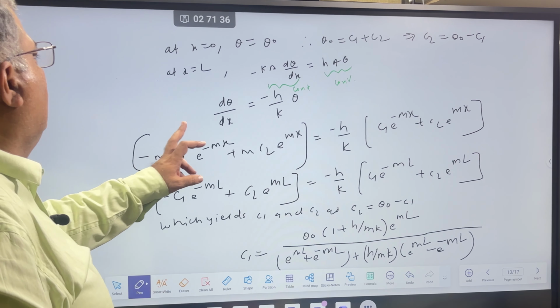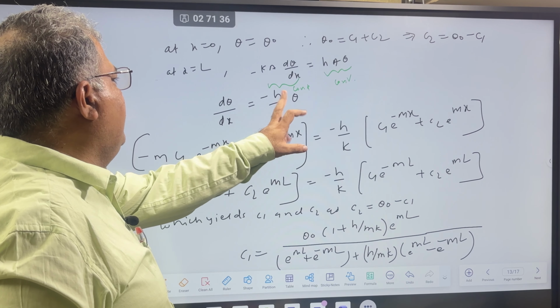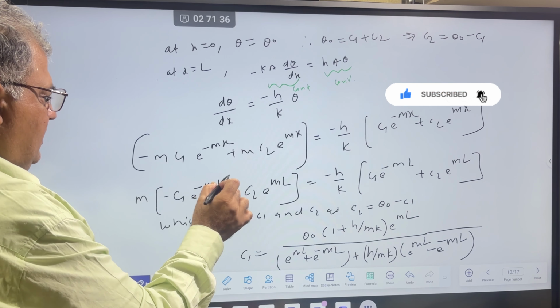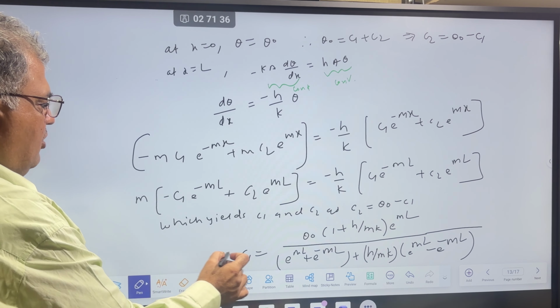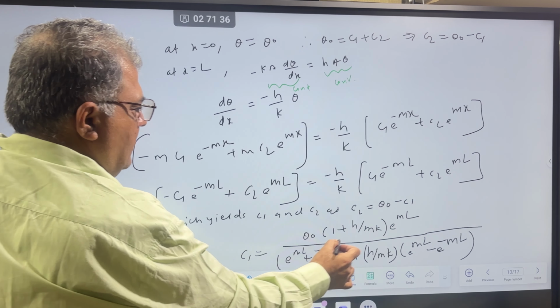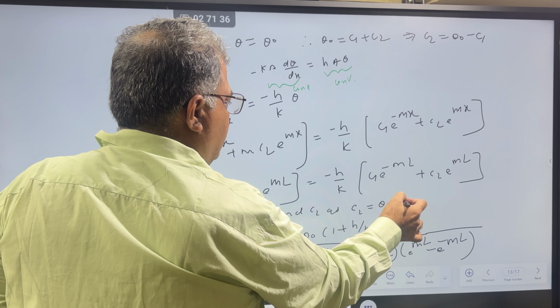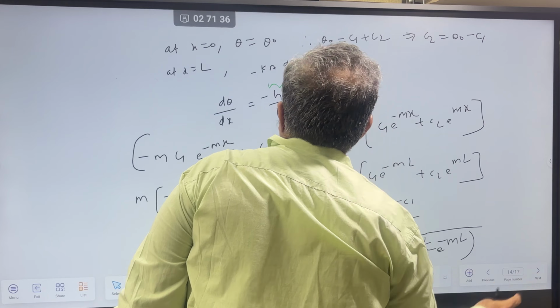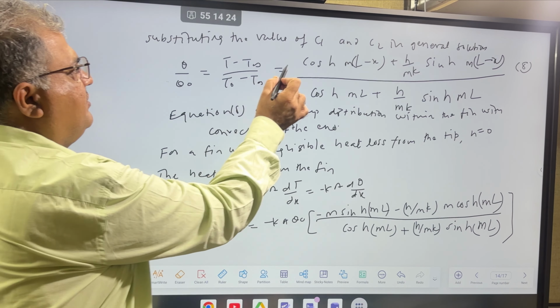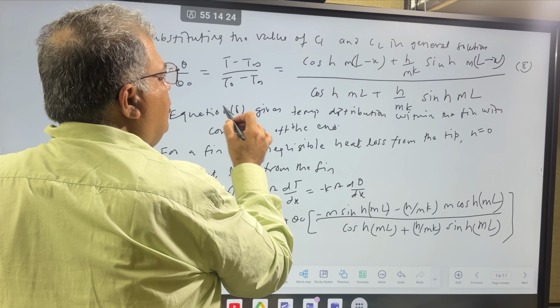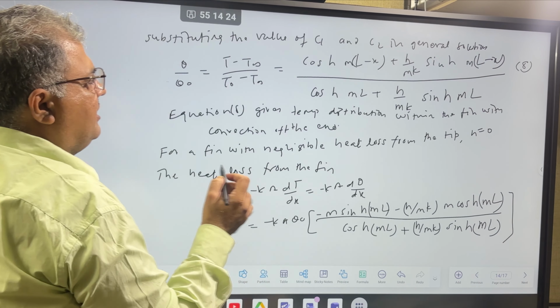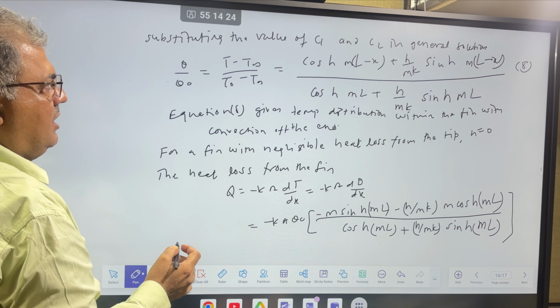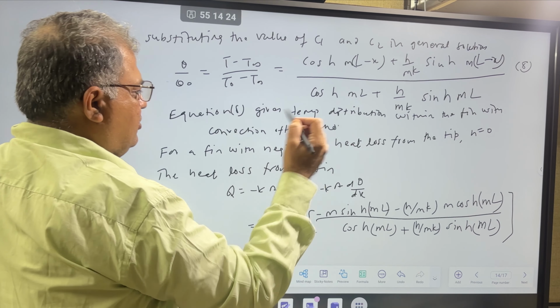So now d theta by dx equals minus h by k into theta, that you already know. With a very small rearrangement you get the value of C1, and put this value in this, so you will get C2. After you get the values of C1 and C2 and substitute them in the general solution, you will get this equation number 8. This equation number 8 is the temperature distribution along the fin in the direction of x.